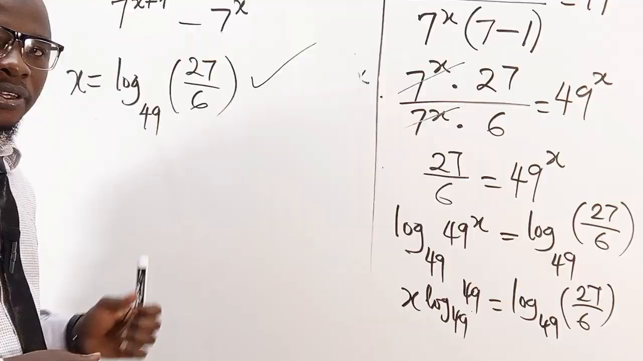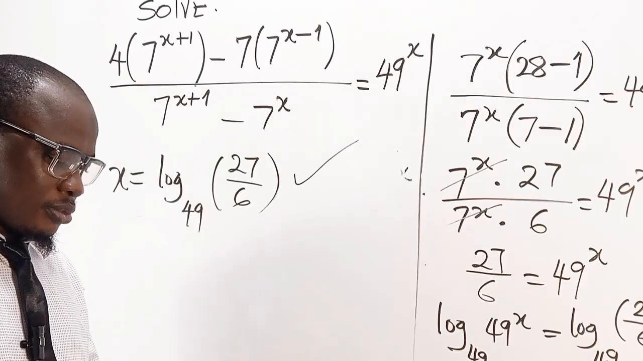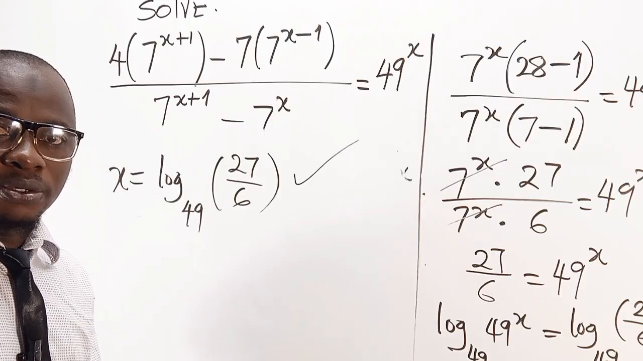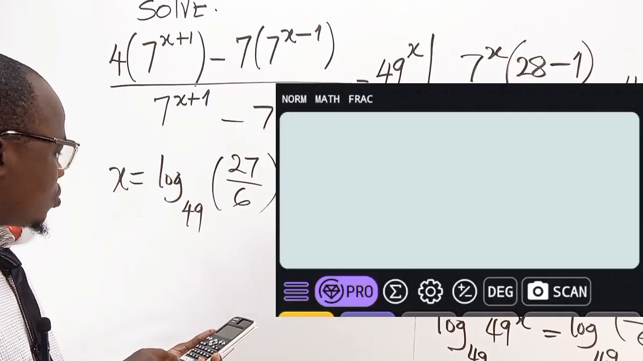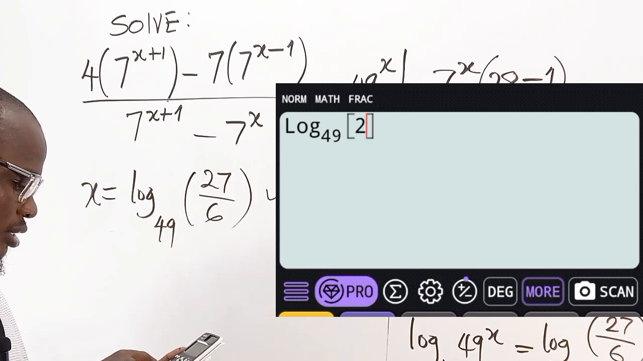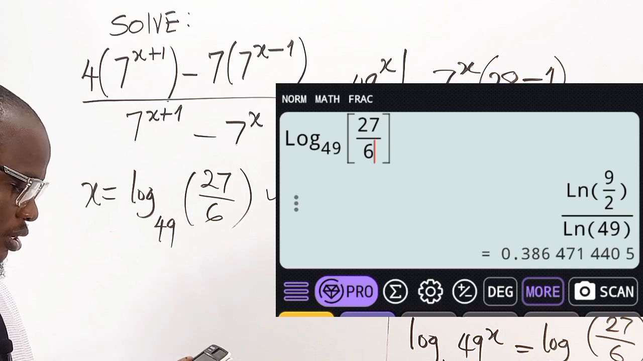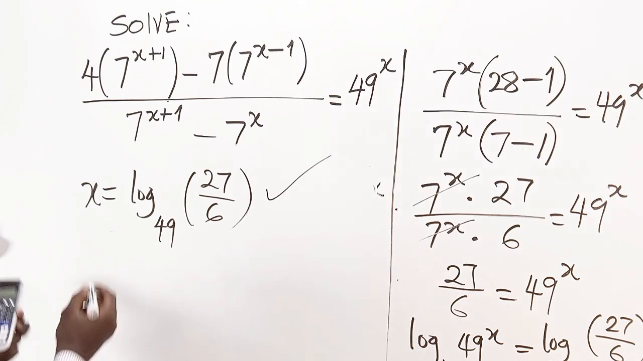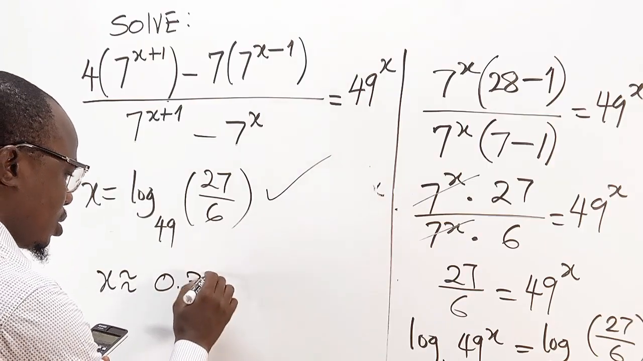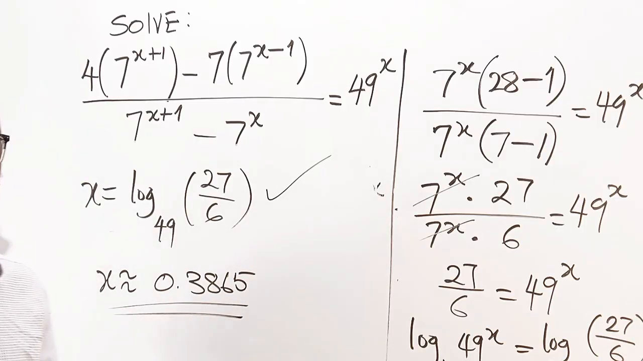But you can use your calculator to get your approximate value. So we have x is going to be log base 49 of 27 over 6. So we have x approximately to be 0.3865. So this is what you're going to have.